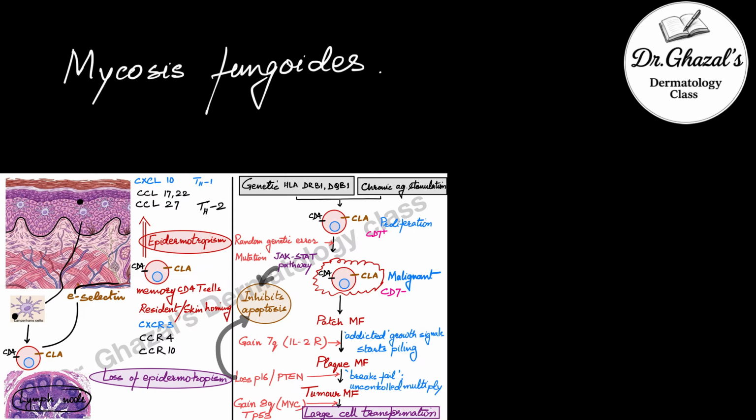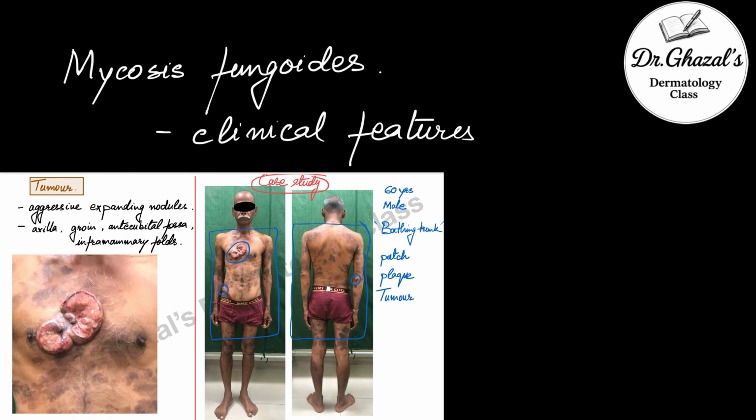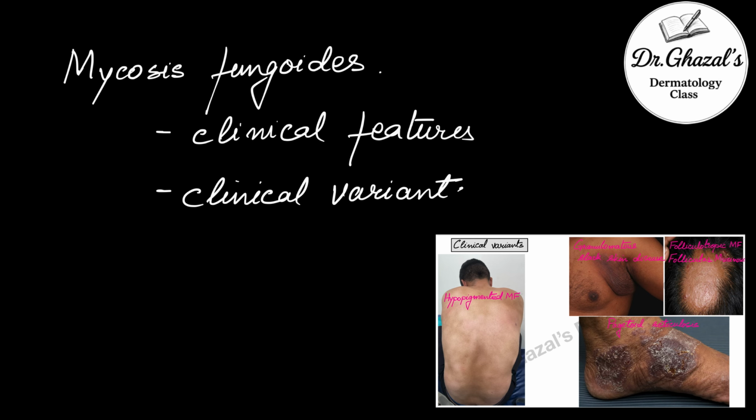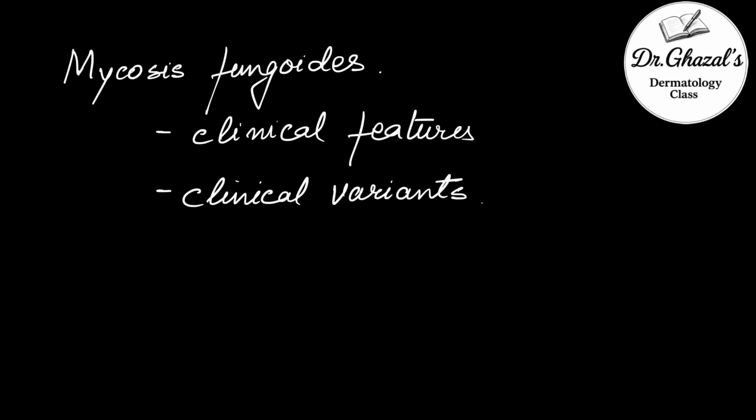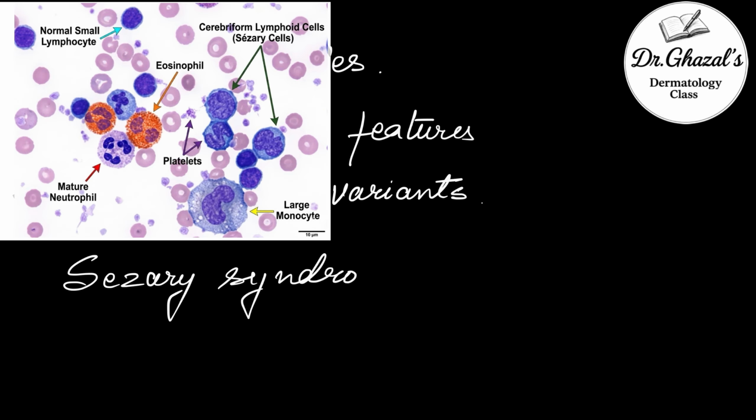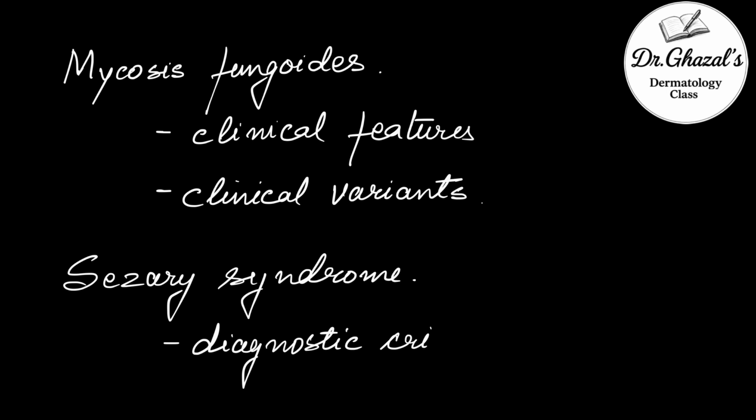Hello everyone, in today's class we'll be dealing with Mycosis fungoides. This is the second part. The epidemiology and the pathogenesis have been discussed in the previous class. In this class we'll be dealing with the clinical features and the clinical variants, along with the differentials that should be included. The Sezary syndrome, how is it similar and different to Mycosis fungoides, and what is the diagnostic criteria.